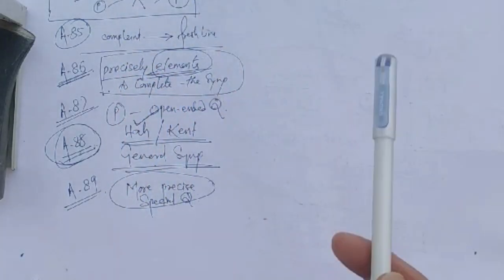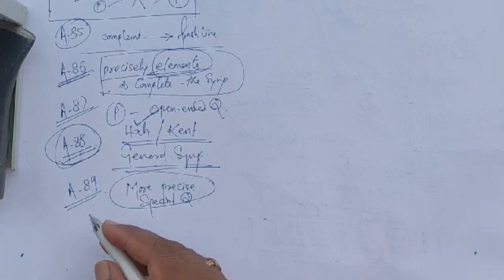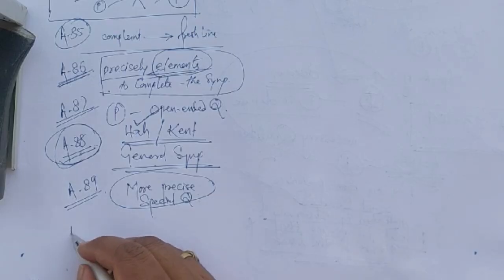You have to ask when the patient has exhausted. उसका symptoms निकलते कहते कहते खत्म हो गया. Now you can ask more precise or special questions. This is aphorism 89. Aphorism 90 क्या बोल रहा है?